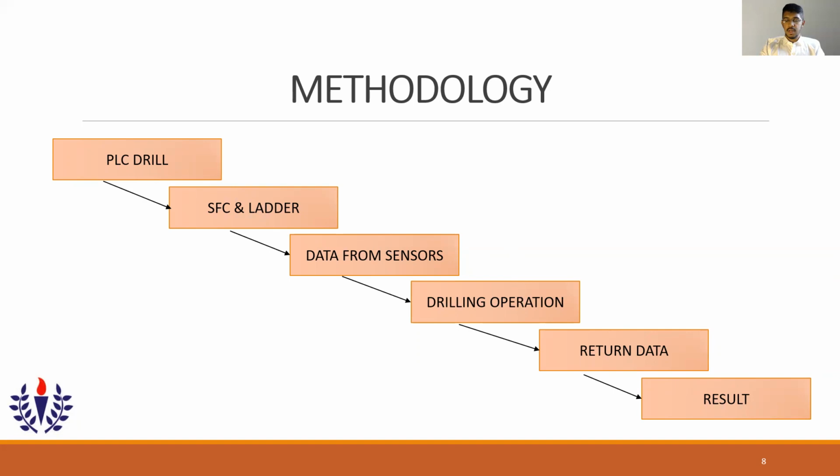Once the drilling is completed, it returns the data. This return data gives us, as a user, feedback on whether we want to continue or repeat the process or end the process. So if we have to end the process, it moves on to the result. The result is a drill which completes drilling the piece. Else it moves back to the drilling operation till the user is satisfied. And once this is complete, it goes back to the result and completes the operation.